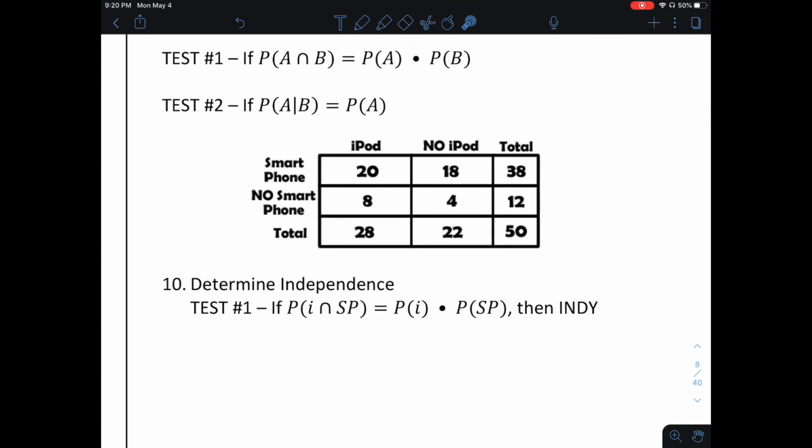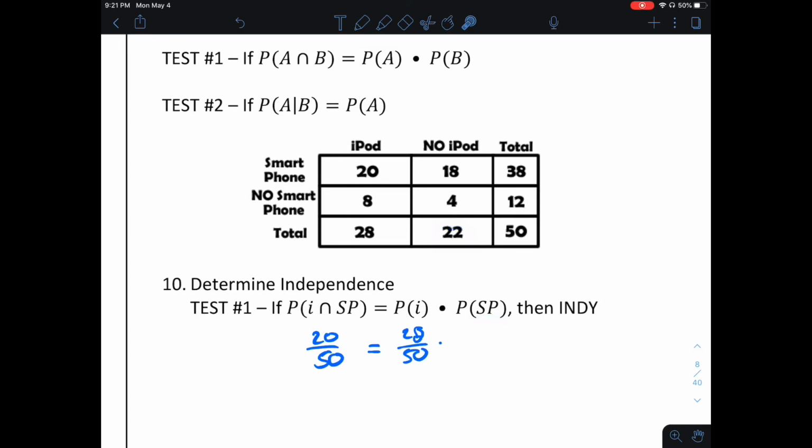So let's check this out in practice. Determine if what's happening here is independent. We're using this as an example. So what's the probability that someone has an iPod and a smartphone? Well, it looks like that's 20 out of 50. Now, is that the same, we're on this first test, as the probability of having an iPod? That's 28 people have an iPod out of 50, times the probability that they have a smartphone.